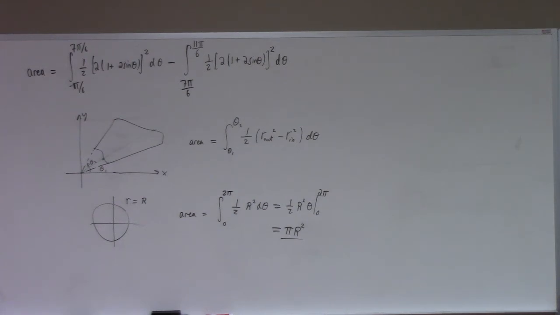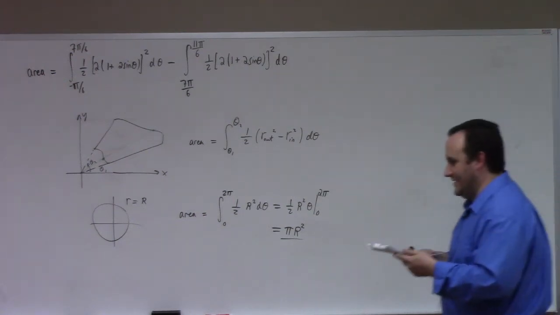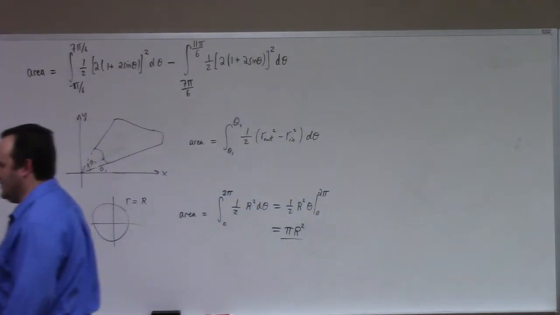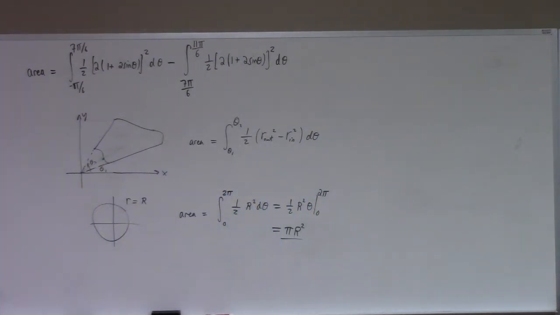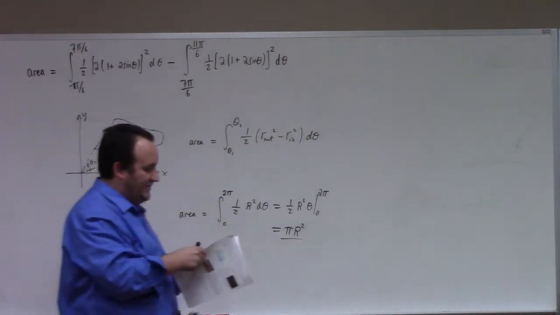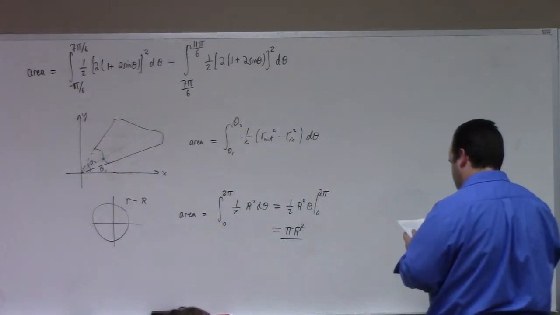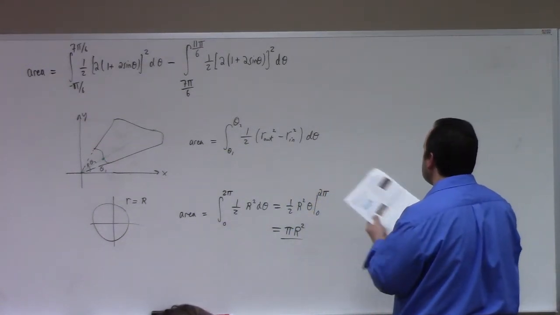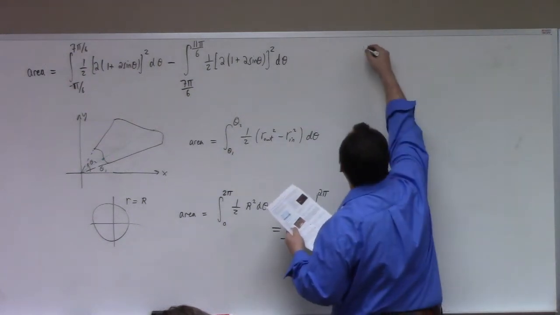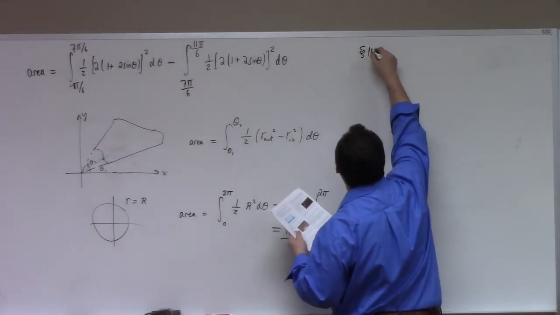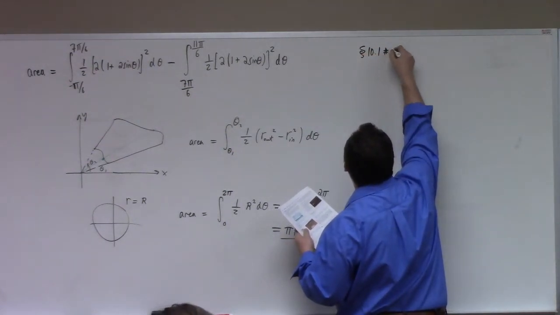Could we look at 10.1, number 17, part B? For some reason, this is in front of me. 10.1, number 70, oh, 70. Yeah, we'll just do part B.